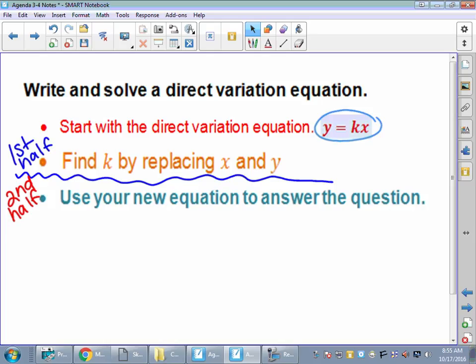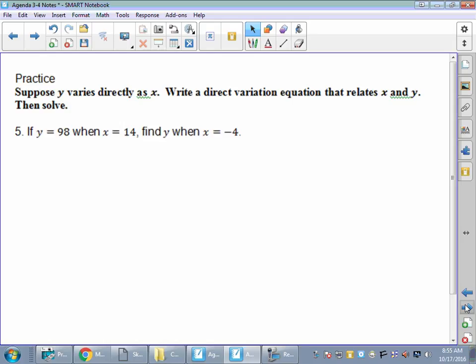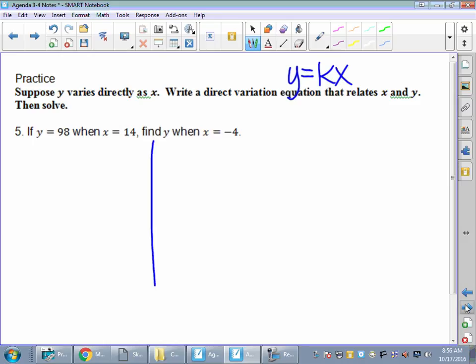So let's do a little example here. Notice the direction. Suppose y varies directly as x. Kind of awkward wording, I know. Write a direct variation equation that relates x and y. Then solve. So, first of all, my direct variation equation is y equals kx. We said the first half, I have a comma right there. I'll try to always write a comma so that you can see the first half and the second half. If y equals 98 when x equals 14, find y when x is negative 4.